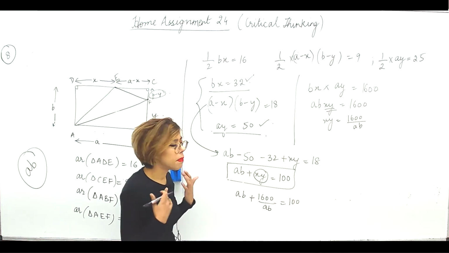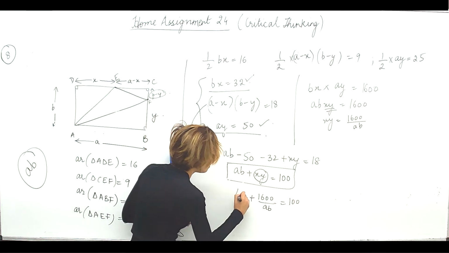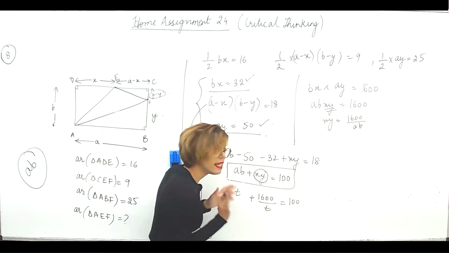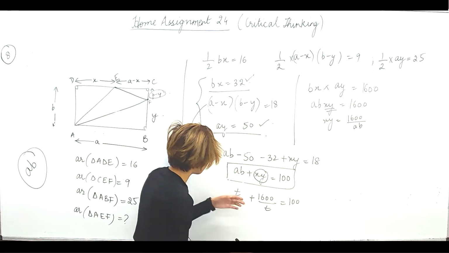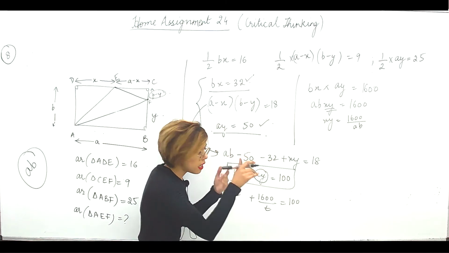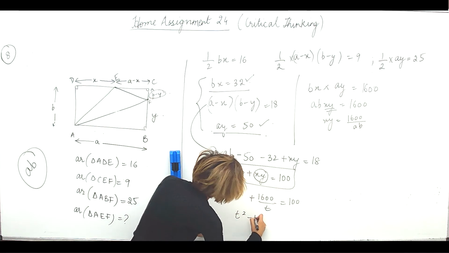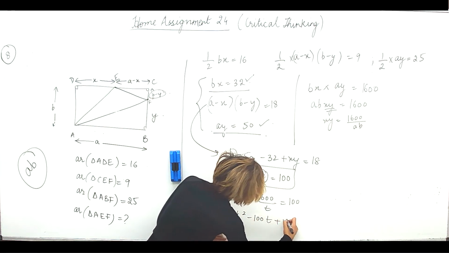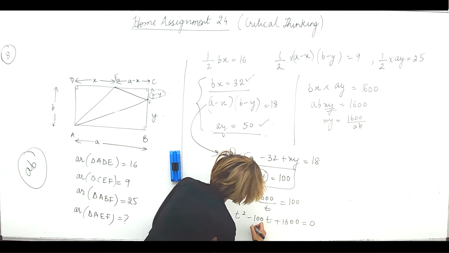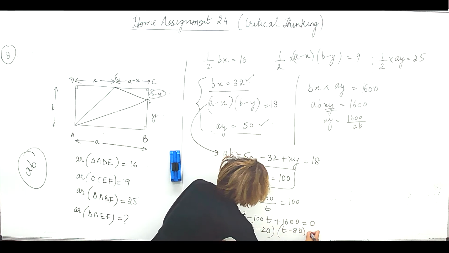AB बाद में सारा फॉर्मूले में substitute कर देती हूँ. Let it be T. T निकालना basically. So cross multiply and you'll get a quadratic equation which is t square minus 100t plus 1600 equal to 0, or t minus 20 into t minus 80 equal to 0.